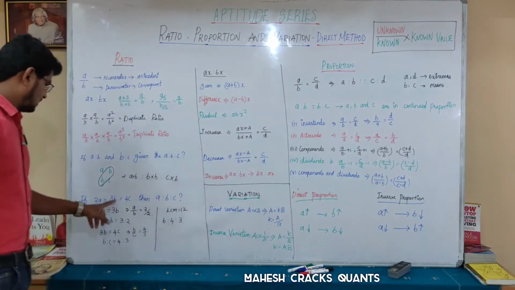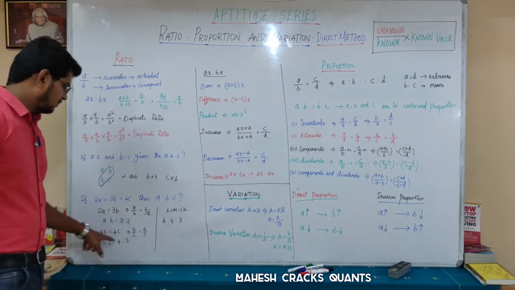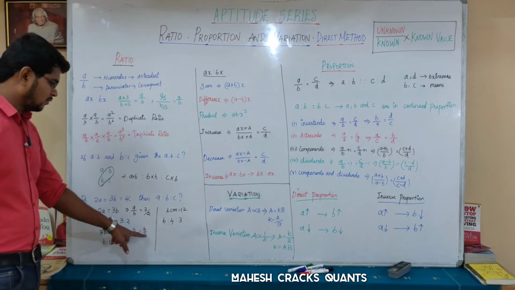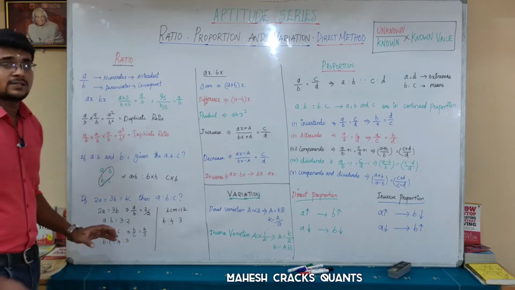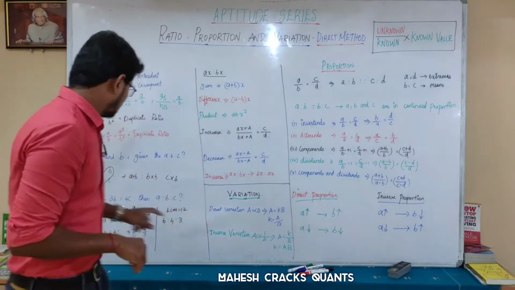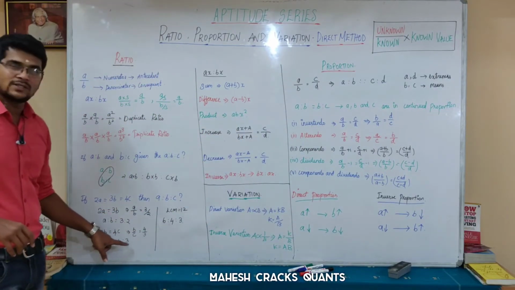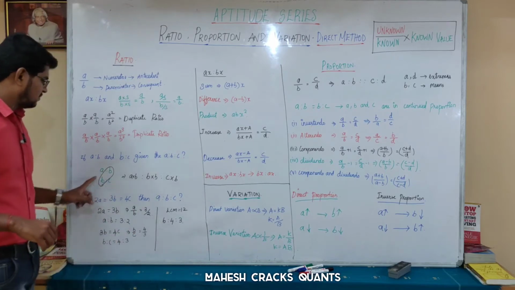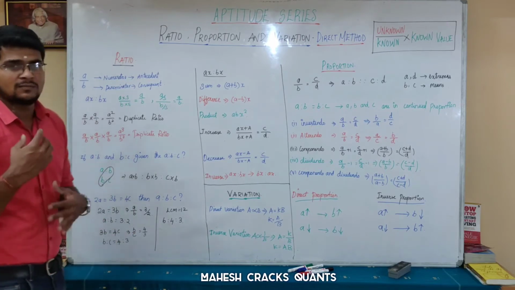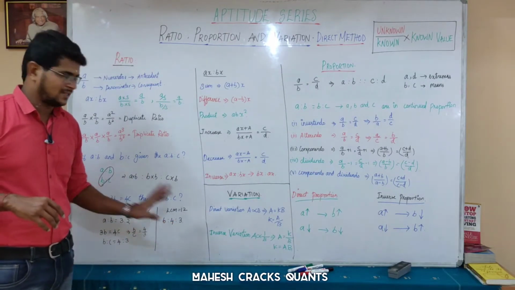Next, 3B equal to 4C, so B by C is equal to 4 by 3. B is to C is 4 is to 3. Now you have two ratios: A is to B is 3 is to 2, and B is to C is 4 is to 3. Applying the same concept, A is to B and B is to C, you will get the answer 6 is to 4 is to 3.